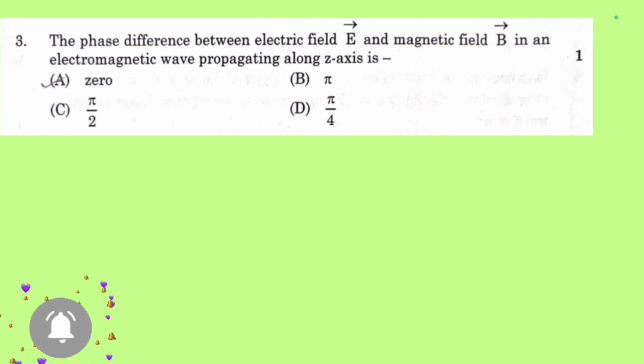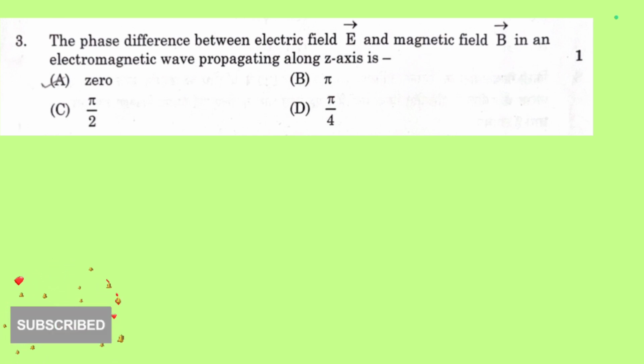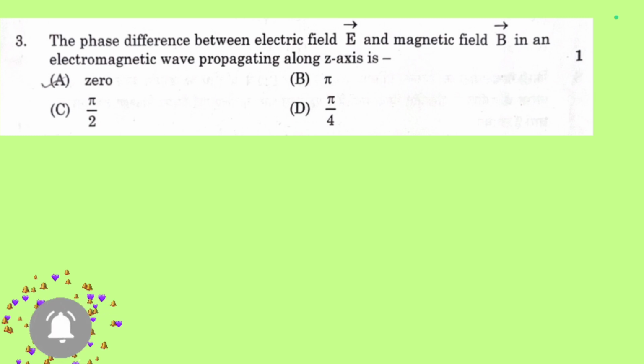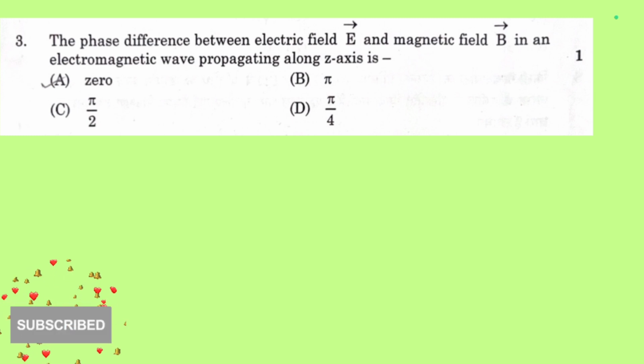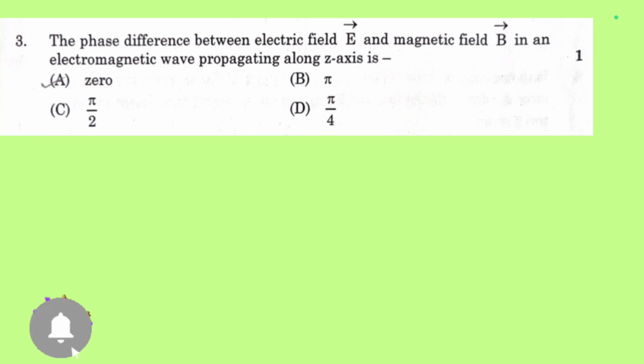Now this is a very basic and straightforward question which is asked from the chapter which deals with electromagnetic waves. We know that an electromagnetic wave consists of the electric field and the magnetic field, which are mutually perpendicular to each other, and together those two fields are also perpendicular to the direction of propagation of the electromagnetic wave, or we can say EMW.